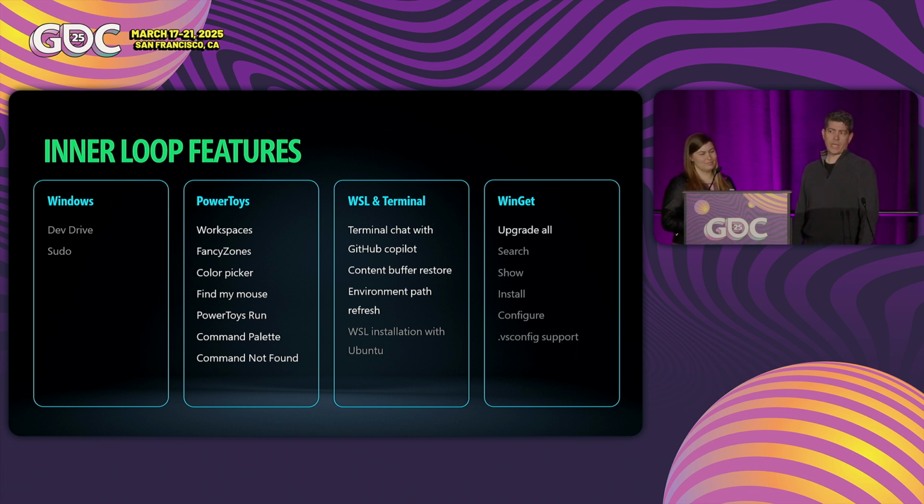I showed Command Not Found, which is another PowerToy. And then on the terminal side, we looked at those features around the AI interface with GitHub Copilot. In terminal, we looked at content buffer restore and the environment path refresh in command prompt. And then for WinGet, we covered upgrading all the software.